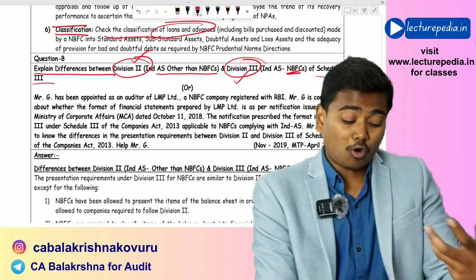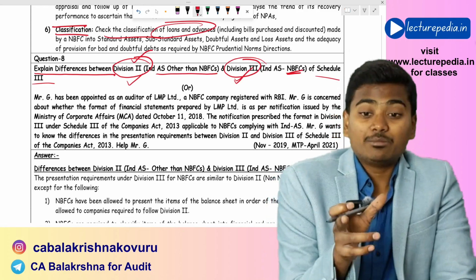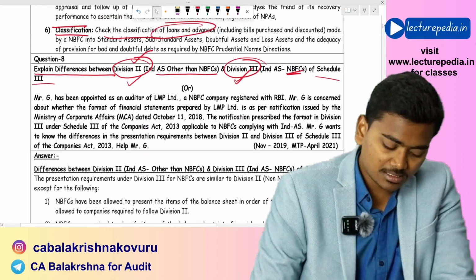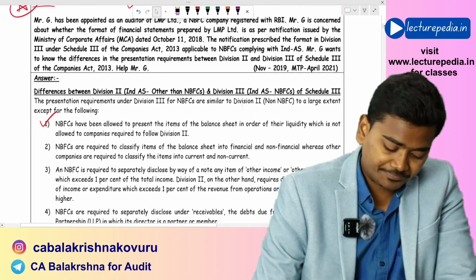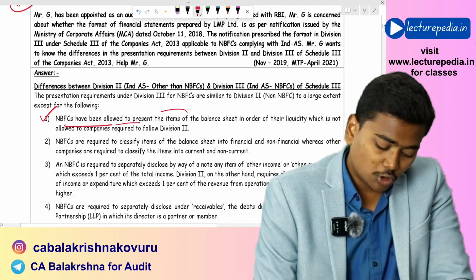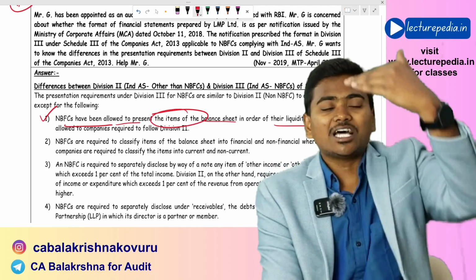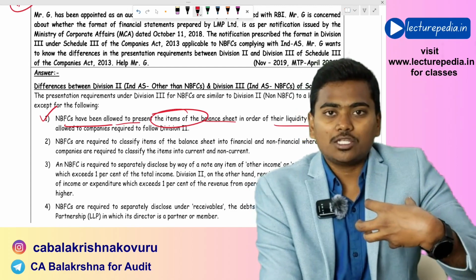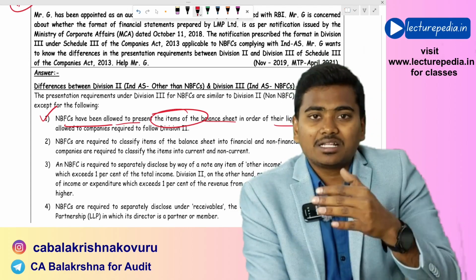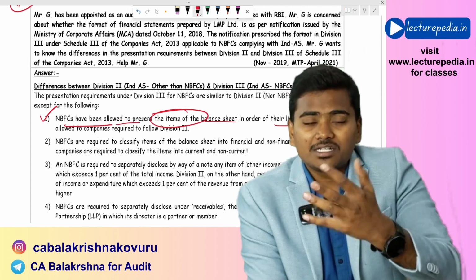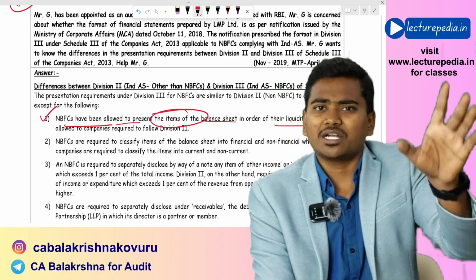Now he is asking what are the differences in the formats between Division 2 and Division 3. Basically, this is a quite important question. Now the first difference is that NBFCs have been allowed to present items of the balance sheet in order of their liquidity. They can present their assets in the order of liquidity, most realizable value, most liquid asset presented first and the least liquid asset presented last. But this option is not available for normal companies as per Division 2.